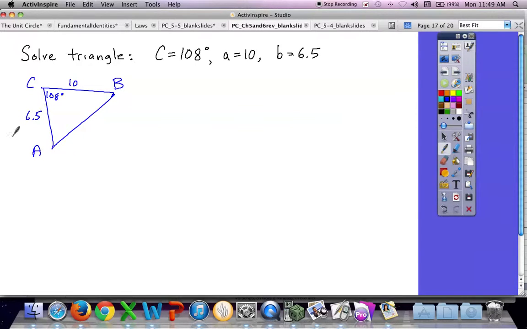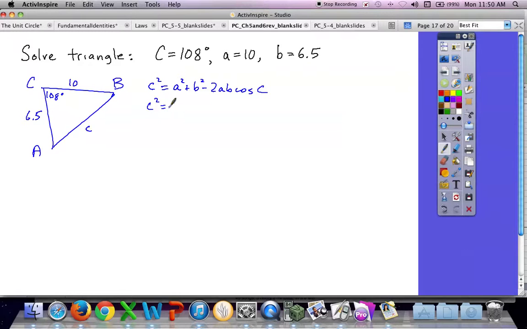So this is a law of cosines. It's side, angle, side. So we have to solve for C. That's the way the law of cosines works. When you know side, angle, side, you've got to find the side which is across from the angle that you know. So we will say C squared equals A squared plus B squared minus 2AB cosine C.